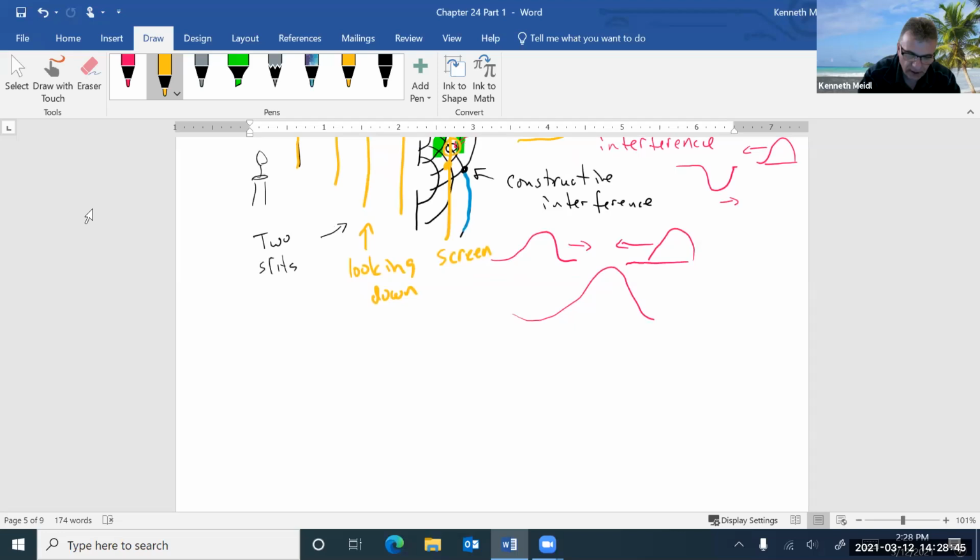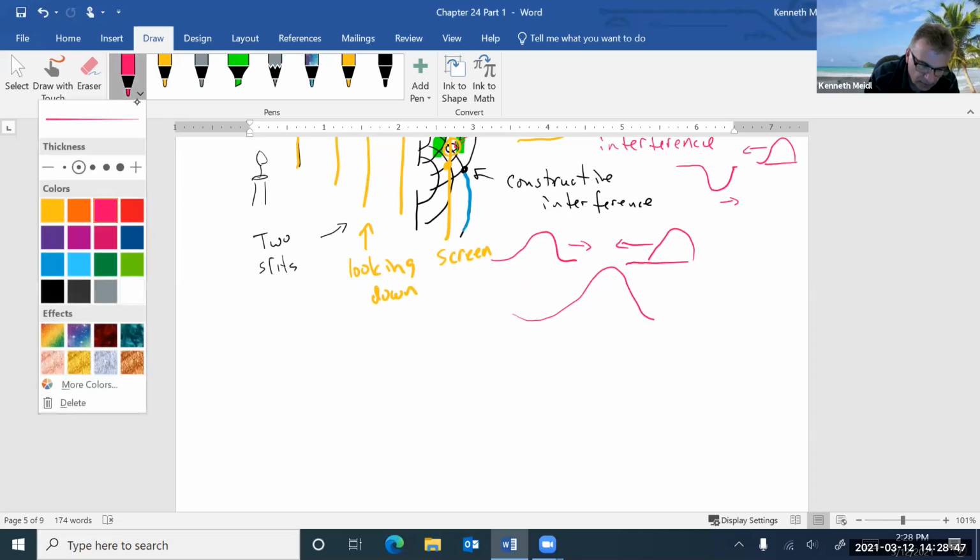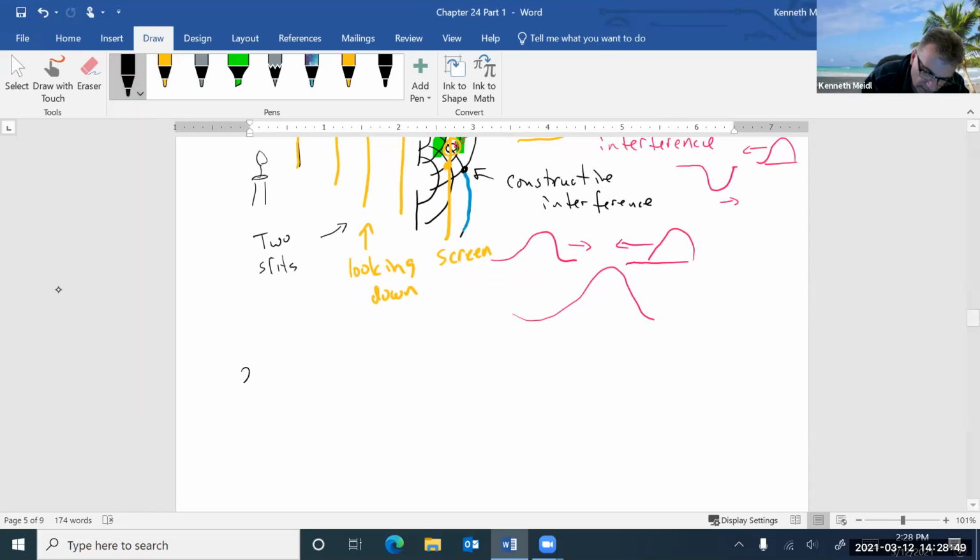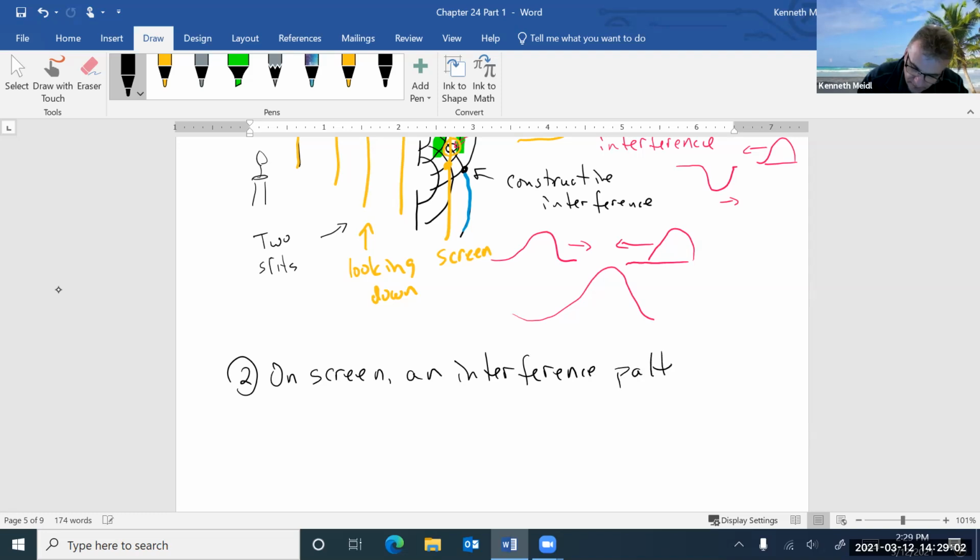So let's call this here number 2. So on the screen, an interference pattern is observed.